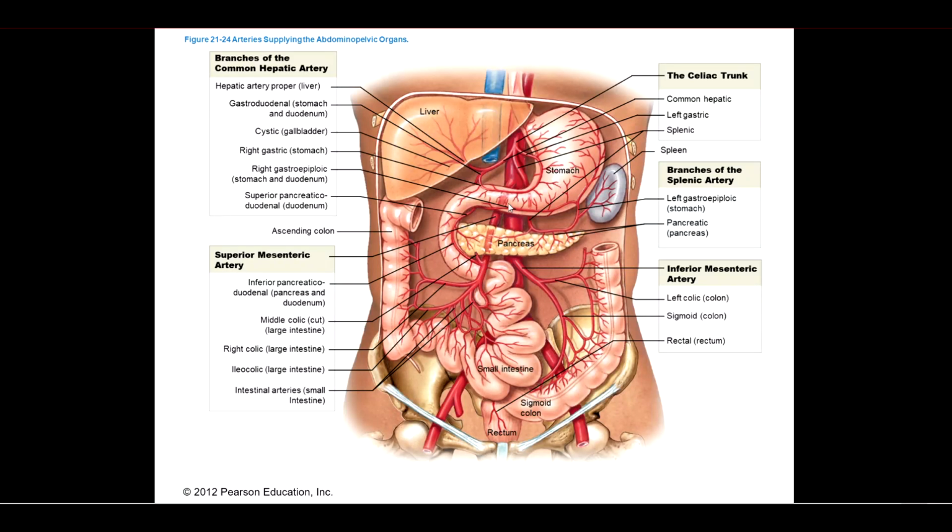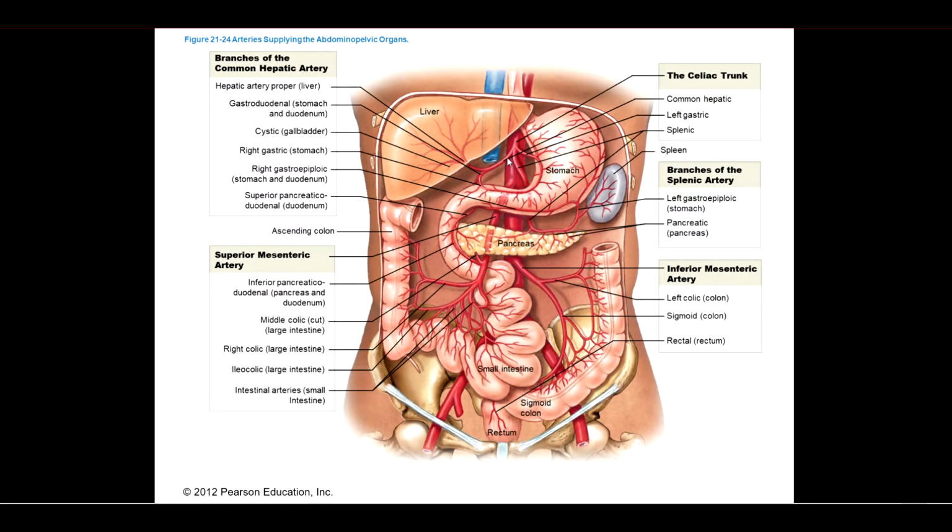It's a little bit advanced, but here we see the C, S, and then if we go down, I, right? C, S right there, and then I. So let's take a look at the branches of the celiac trunk because we're seeing the whole blood vessel now.